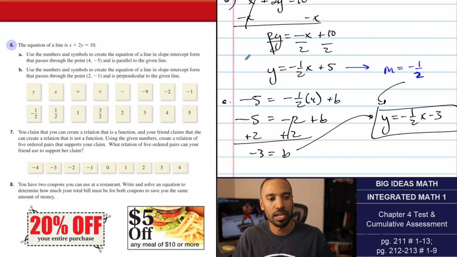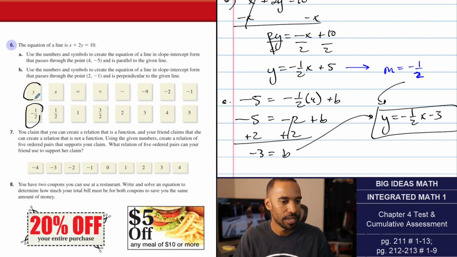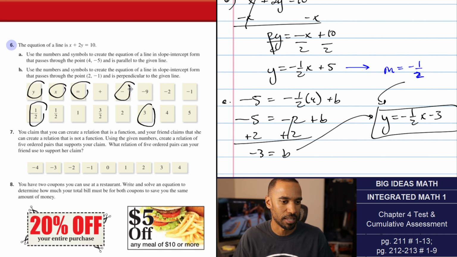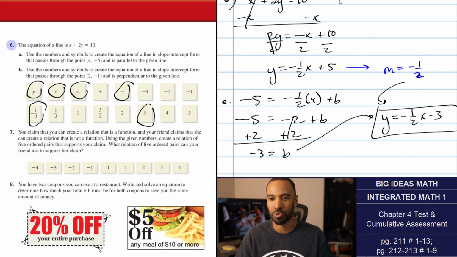Part B says use the numbers and symbols. Oh, use the numbers and symbols, I'm sorry. Let's see if we actually had those. Negative 1/2 is right there. So y equals, here's an x, negative 1/2 x minus 3. All right, they're all there. It doesn't mean it's correct, but I think what I did was correct.